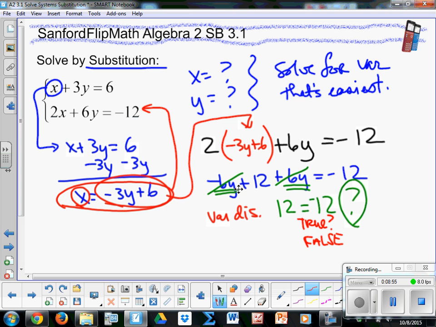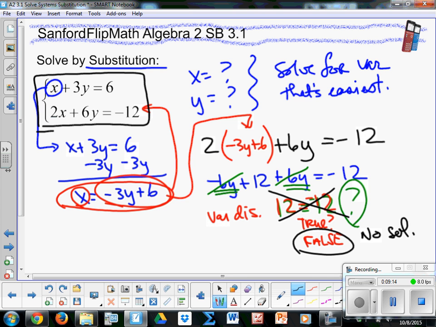So the variable's completely gone, and what I'm left with is 12 equals negative 12. Well, you're probably aware of the fact that 12 does not equal negative 12. This is a false statement. If there's no variable and it's false, there's no solution. So what just happened was, these two lines, the original equations we have, were actually, if we graph them, they would be parallel.